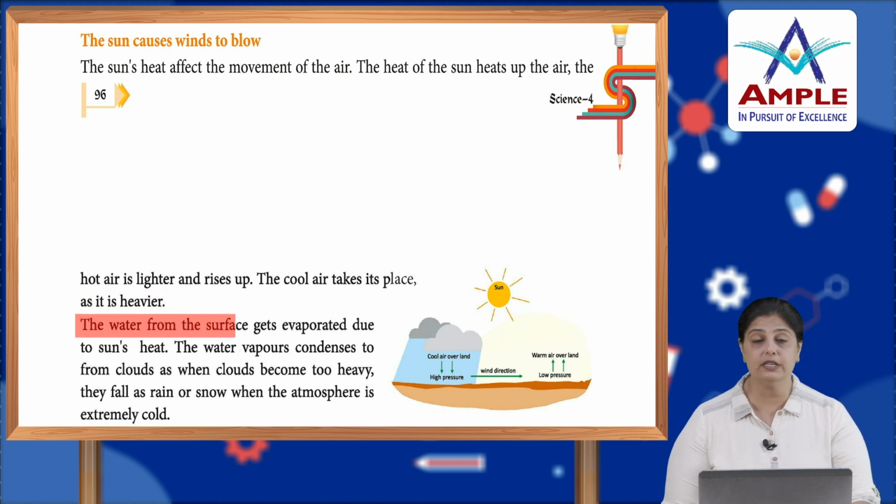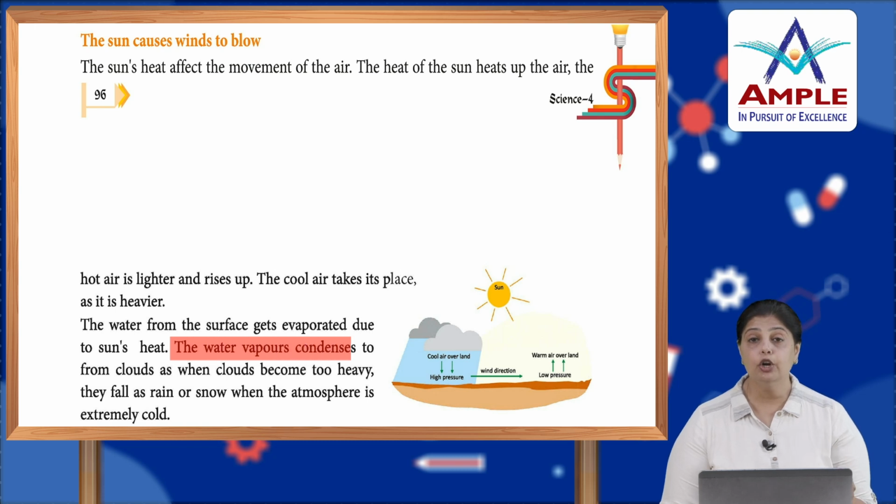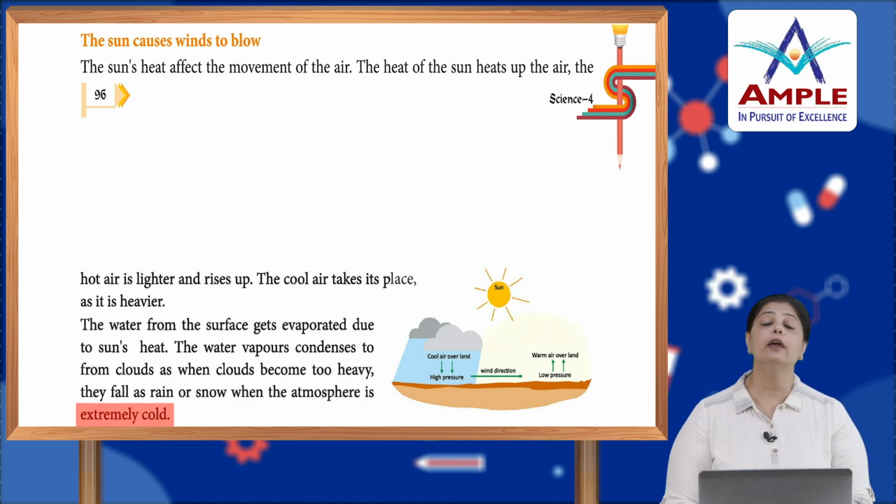Now, the water from the surface gets evaporated due to the sun's heat. This is the process of evaporation. Water changes into water vapor due to heating. When the water vapor cools down, it condenses to form clouds. When clouds become heavy, they fall as rain, or as snow when the atmosphere is extremely cold. So, that's how air, water and weather are all linked, and the sun is a major factor in all this.